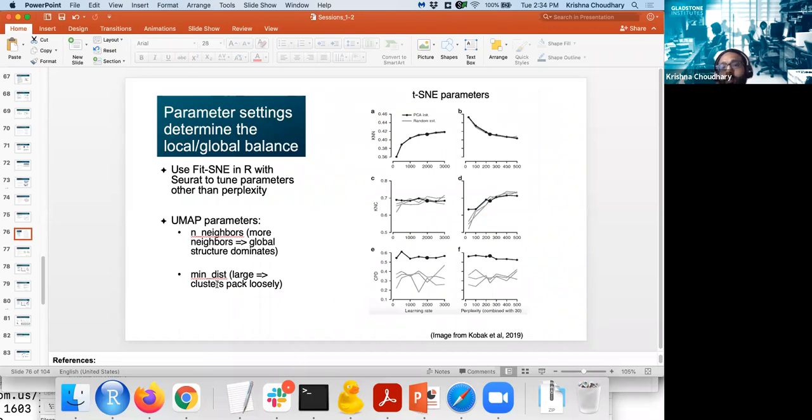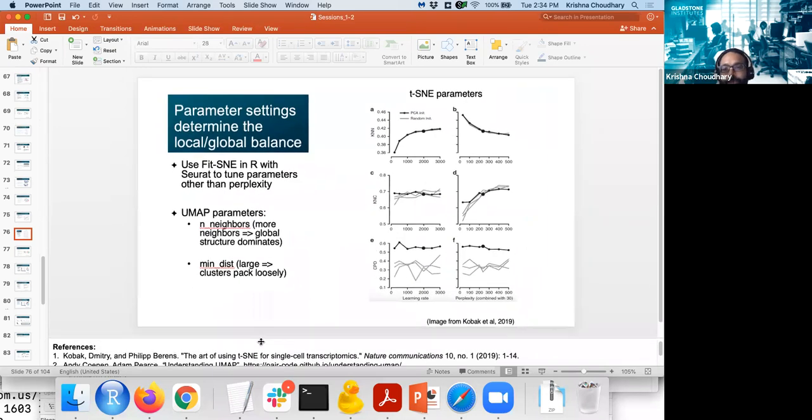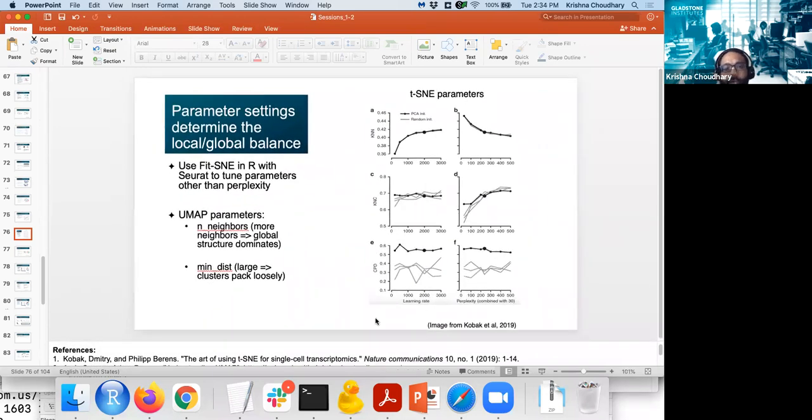But there are recommendations for tuning these parameters, including in this paper by Kobak et al. I recommend actually reading the papers for how to set those parameters. One of the parameters in both t-SNE and UMAP is how many neighbors these algorithms feel for each of the cells. So I told you that they are both based on a nearest neighbor graph kind of approach.